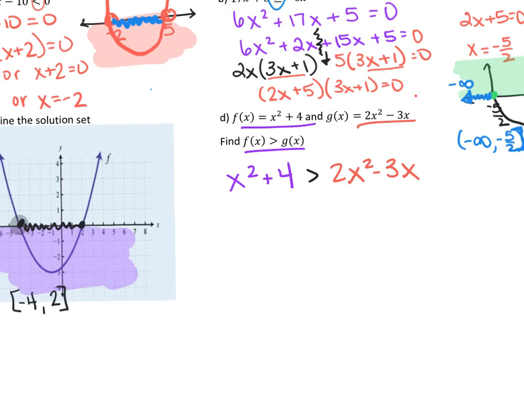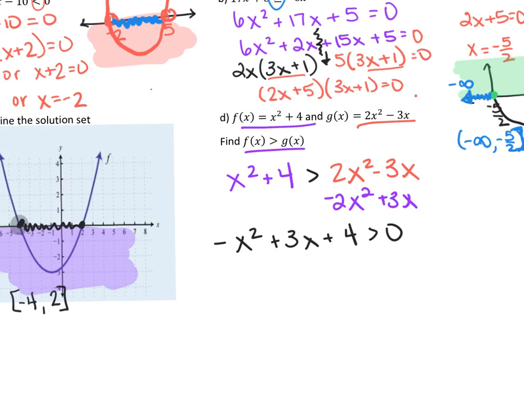So I'm going to subtract out the 2x squared and move it over to this side, and I'm going to add 3x to move it over there. And when I do that, I get this right here. I now get negative x squared plus 3x plus 4 is greater than 0.